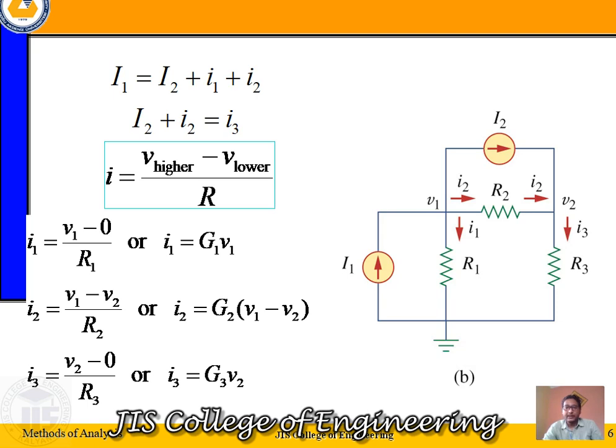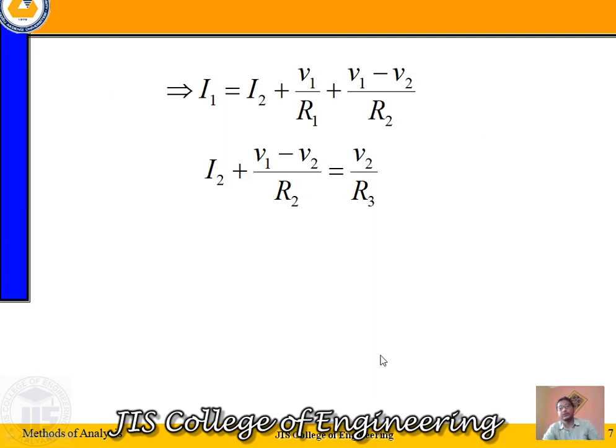So this capital I1, the value of this current source, you can't replace it using the formula V by R. Where the current source value is capital I1, this branch current will always be capital I1, and this branch current will always be capital I2. And for the remaining small I1, small I2 and small I3, you can put these values as V by R. So after putting these values, we are getting the equation like this.